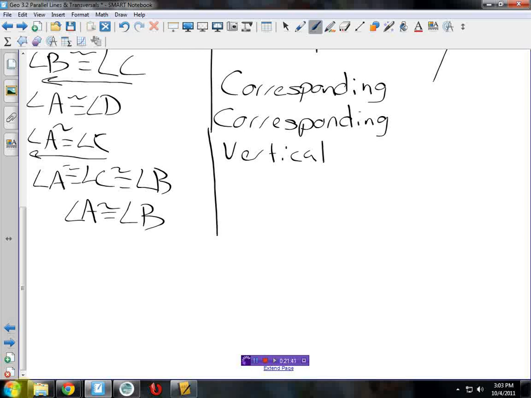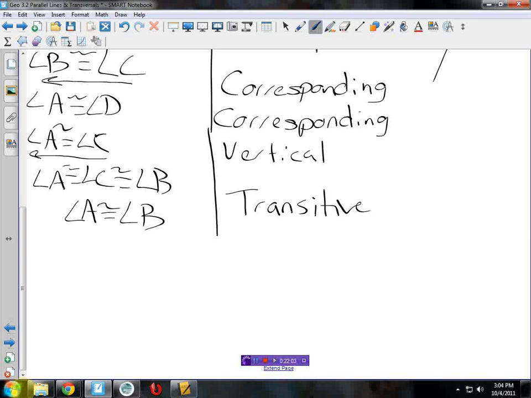Then this last one is called, is it transative or transitive? Transitive. If you guys think it's spelled the other way, then it's spelled the other way, okay? I was thinking transitive with an A.